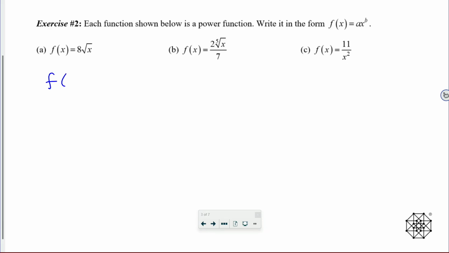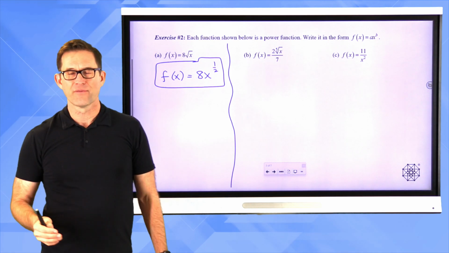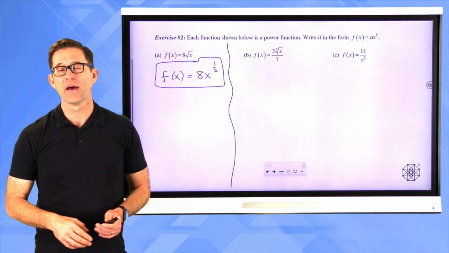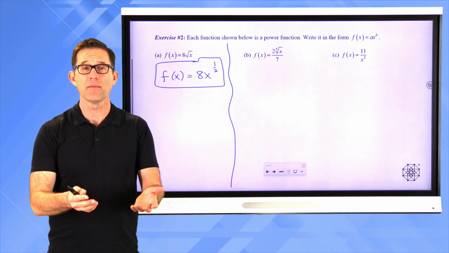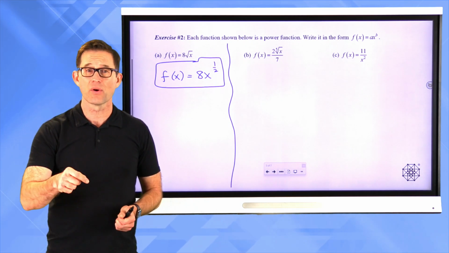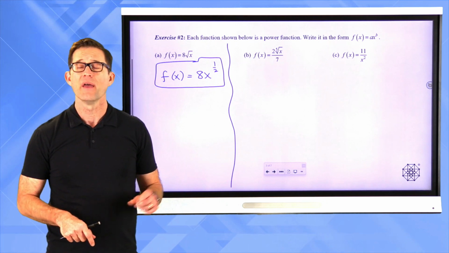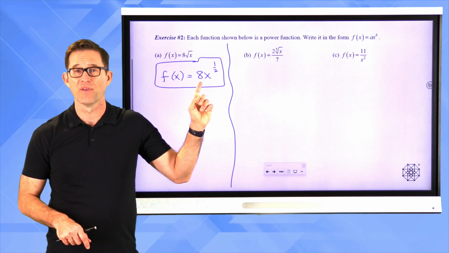I just want to phrase this as the following: 8 times x to the 1/2. Why you want it in that form is more questionable, all right? But there's many times, especially if you go on to study calculus, and many people who are in Algebra 2 will end up going on to study calculus either in high school or later on in college. It's very important to be able to take functions like this and write them like this.